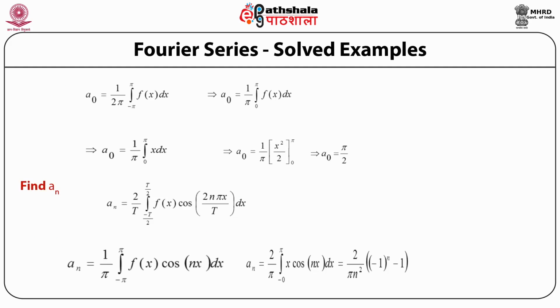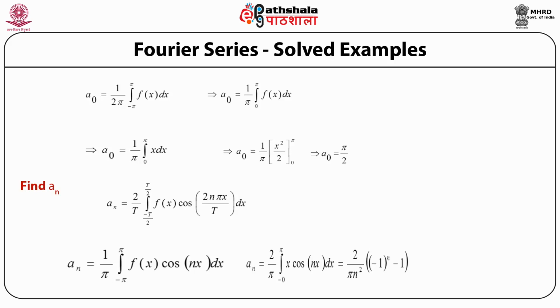a naught is equal to 1 over 2 pi times the integral from minus pi to pi of f of x dx. That is equal to 1 over pi times the integral from 0 to pi of f of x dx, because the function is symmetric, so the 2 gets cancelled out. When you integrate, a naught is equal to 1 over pi times the integral from 0 to pi of x dx, because our function is x, so you will get a naught is equal to pi by 2 finally.